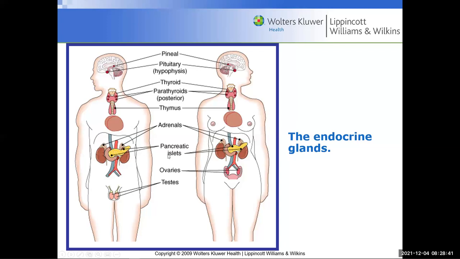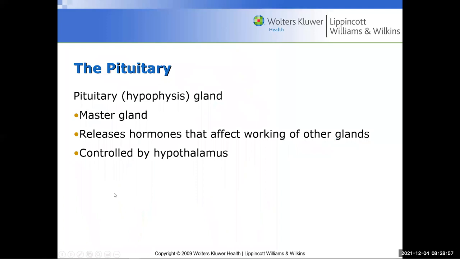The pancreatic islet, important for the secretion of insulin. Insulin, important for the regulation of sugar within the body itself. Then you have the ovaries in females and testes in males. And this is important for the sex hormones to be released.